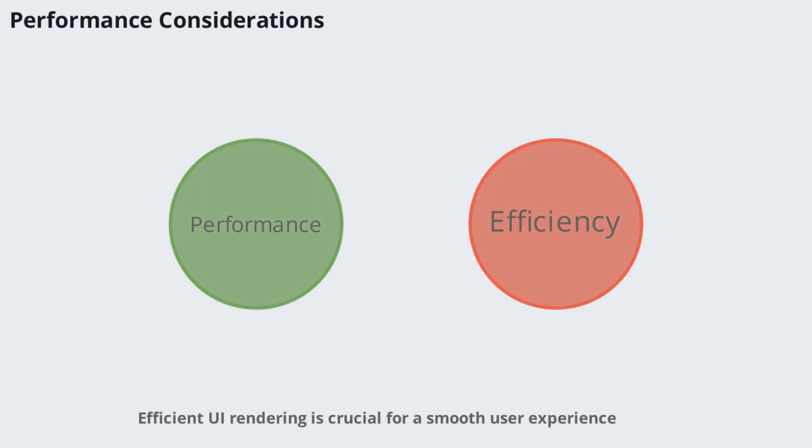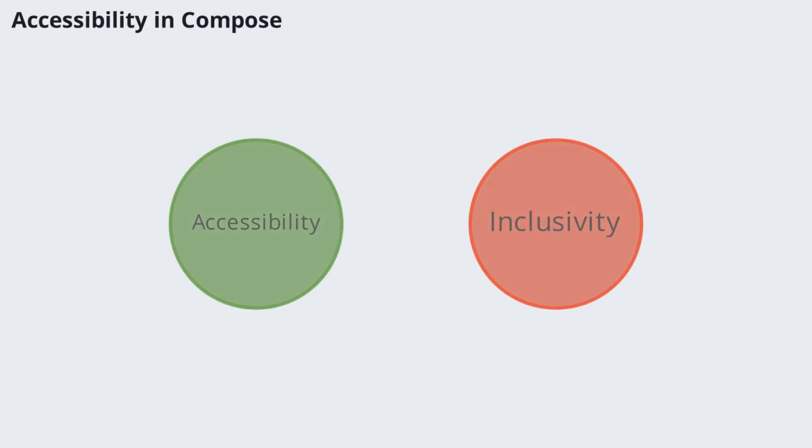Efficient UI rendering is crucial for a smooth user experience. Compose's lazy column and state management features help minimize unnecessary recompositions and keep your app responsive, even as the data set grows. Accessibility is an important aspect of modern app development.